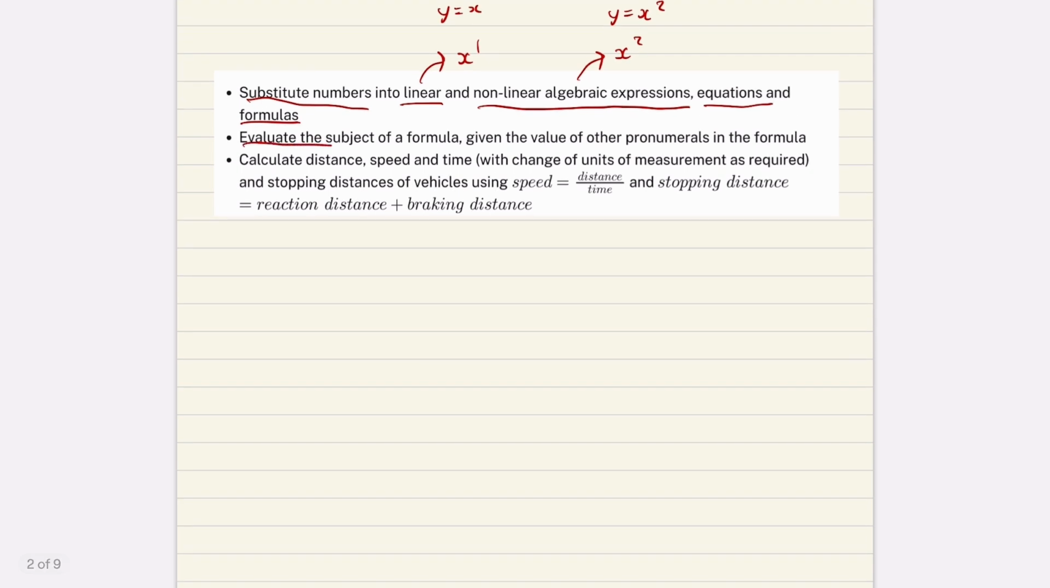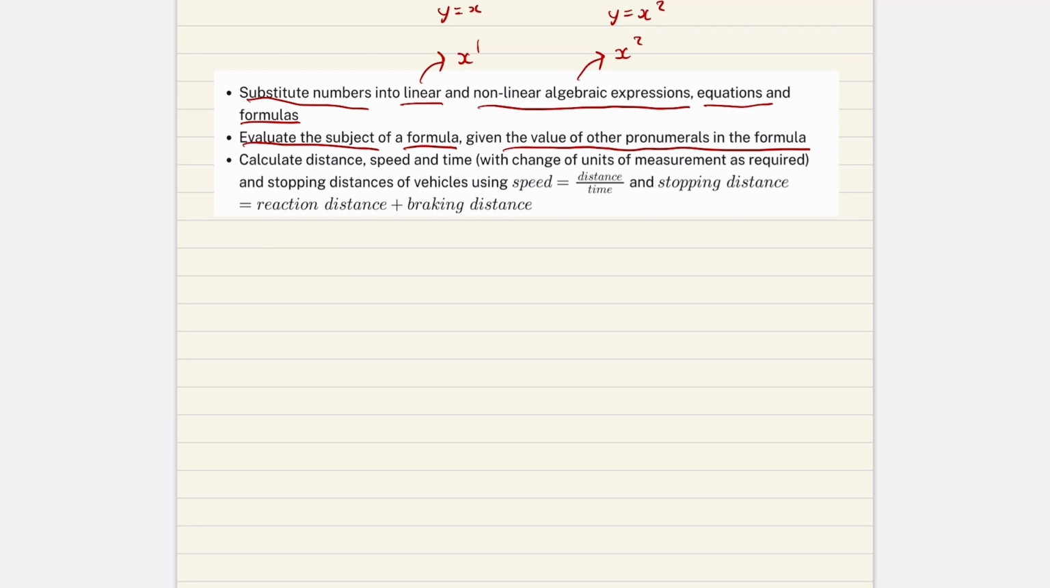The next dot point is to evaluate the subject of a formula given the value of other pronumerals in the formula. So you should be able to rearrange a formula to make a particular letter the subject. If a question says make y the subject of this particular equation, what it's asking for is y on the left side, equal to something. It just wants y on its own equal to something. And that works for any variable. If you want to make x the subject, y the subject, any letter you want, that just means you want that letter to be equal to something. It doesn't care what it's equal to, as long as the only thing on the left side is that one letter that it's asked for.